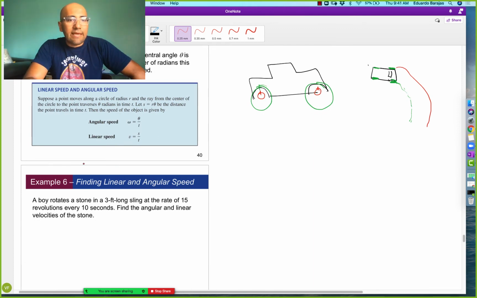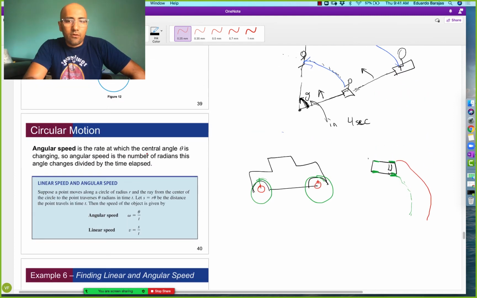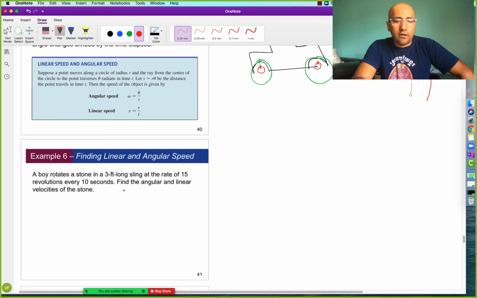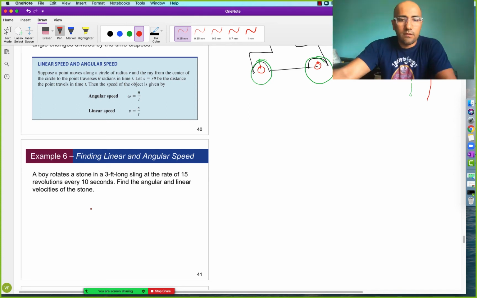Let's look at an application of these, right? So we have angular speed, that's the angle traveled, the change in theta divided by a unit of time, and then the linear speed, which is the distance traveled, s, along the arc divided by t. A stone is whirled on a long string at a rate of 15 revolutions every 10 seconds. Find the angular and the linear speed of the stones. Good.